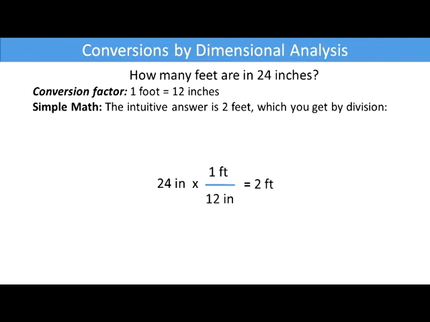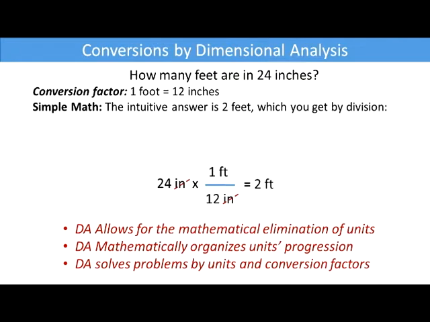How many feet are in 24 inches? We would have 24 inches times 1 foot per 12 inches equals 2 feet for a unit analysis. So, for a unit analysis approach to this problem, we would set it up mathematically as shown here, which allows us to cancel out the units based upon the rules of math.